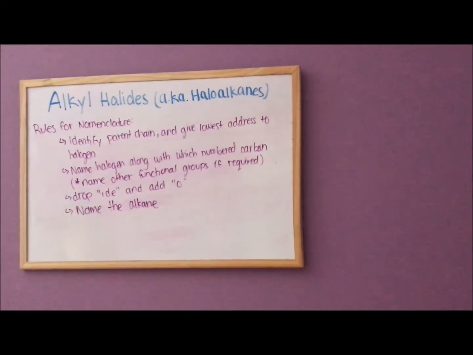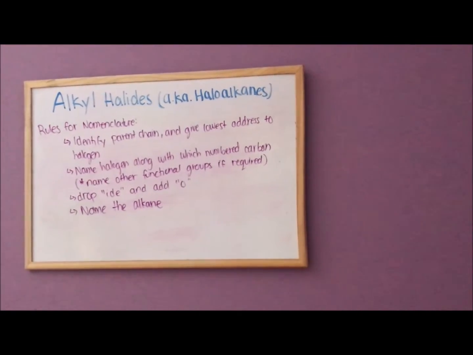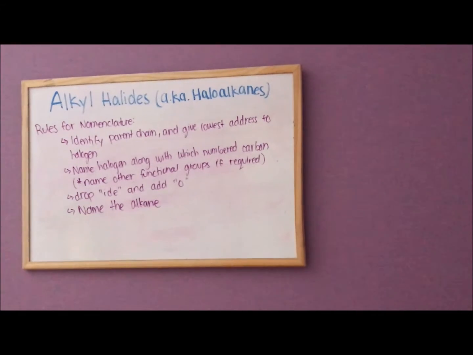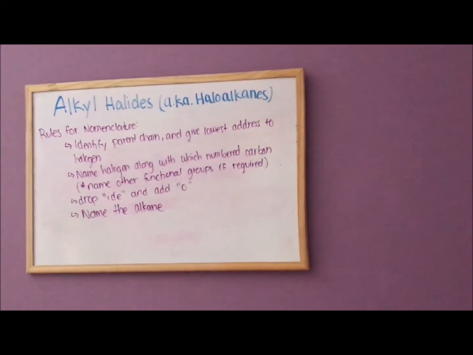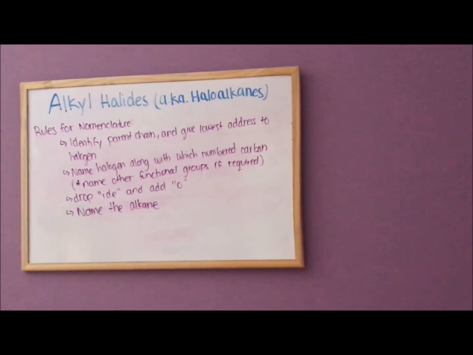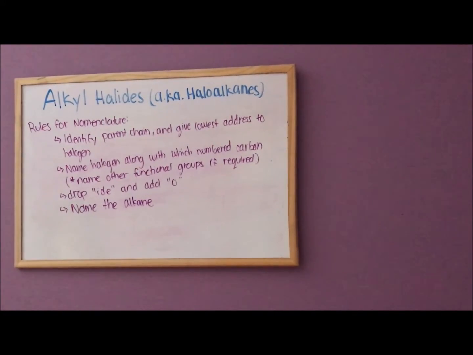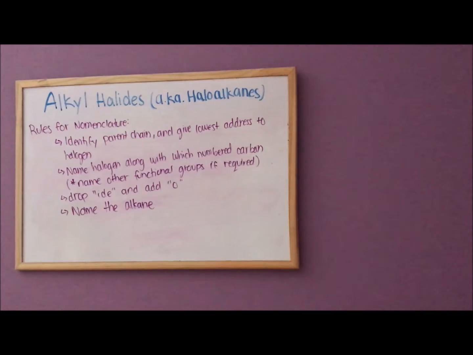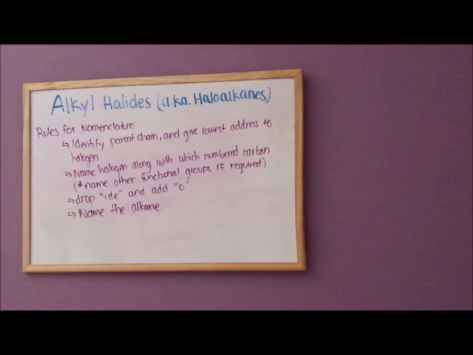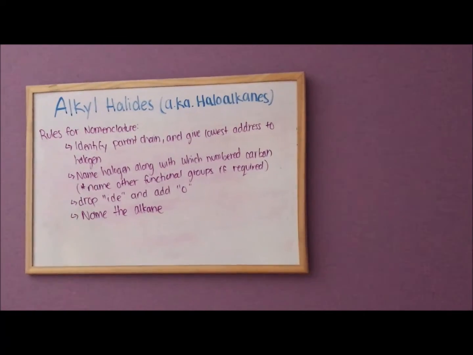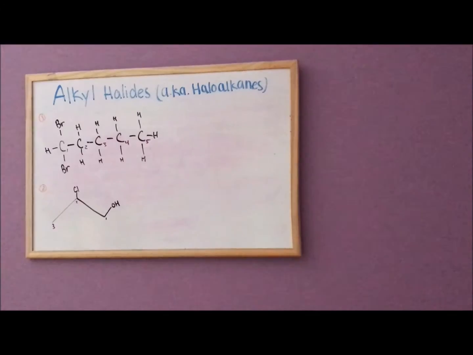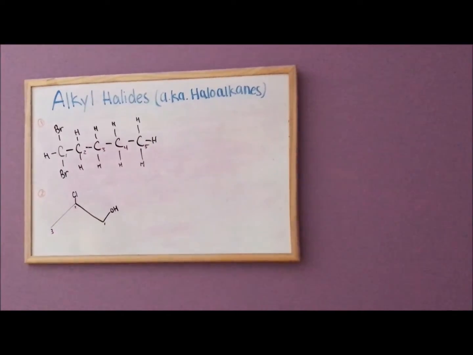So the rules of nomenclature would help us name the alkyl halides. First you identify the parent chain and give the lowest address to the halogen. You would then name the halogen along with which numbered carbon it is on. And of course you would also name other functional groups if required. You would drop the "ide" ending and add an "o", so chloride would become chloro, and then you would name the alkane. Using the IUPAC rules, we can name our alkyl halides.